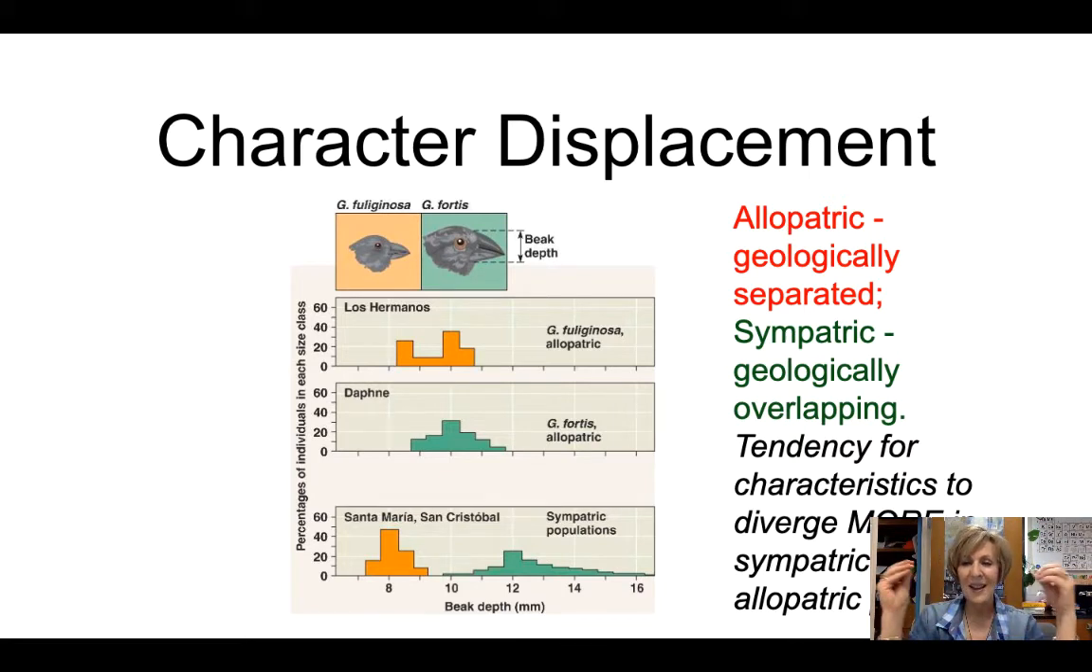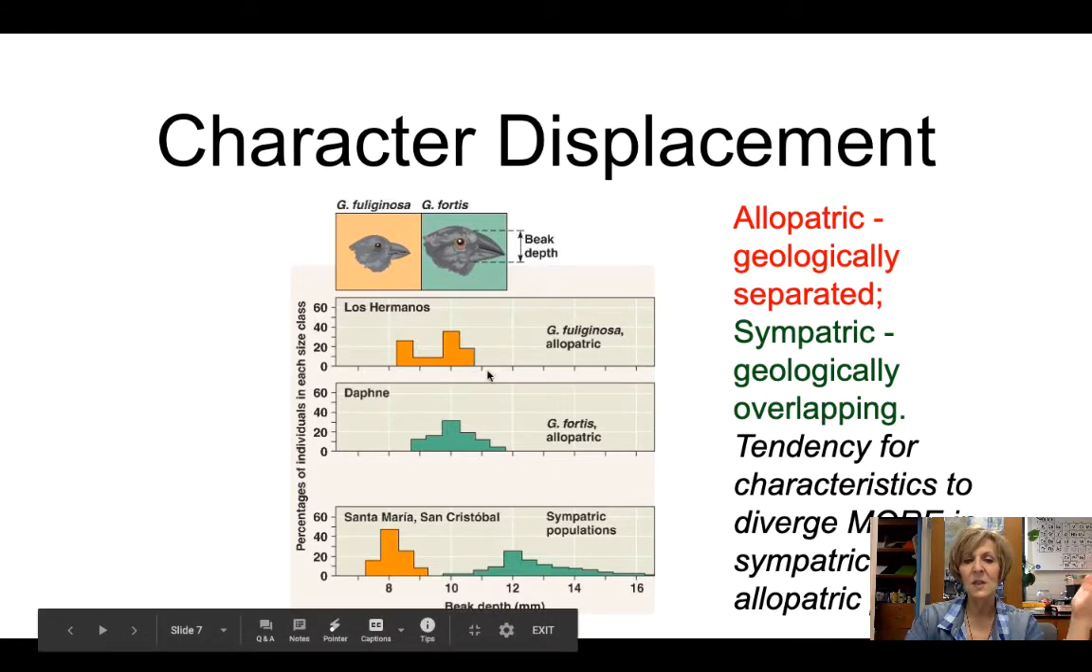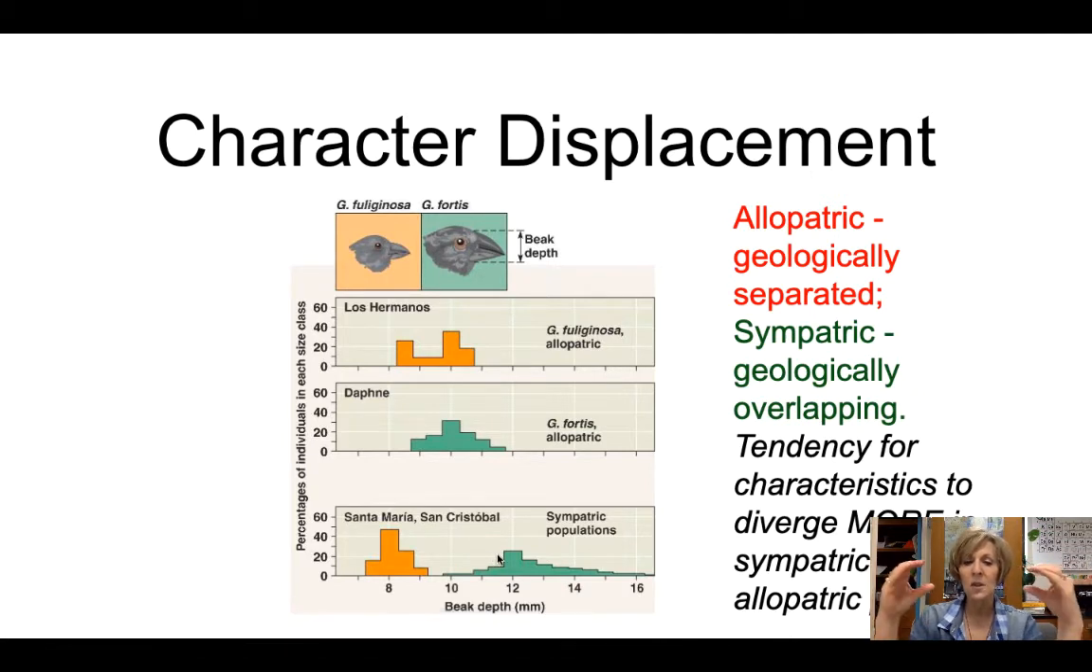And so there is a tendency for characters or characteristics, in this case the beak of the finch, to diverge more in sympatric rather than allopatric populations because of the competition. And so we can see that in these islands in the Galapagos Islands, when these two different species of finches are forced to live on the same islands, their character displacement, in other words, the shape and size of their beak, changes more than if they had their own habitat, if they were allopatrically separated.